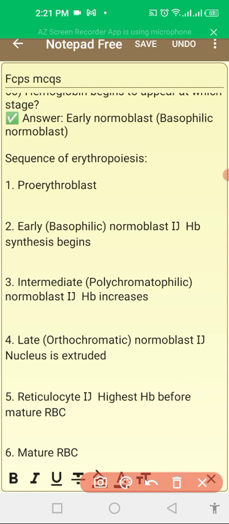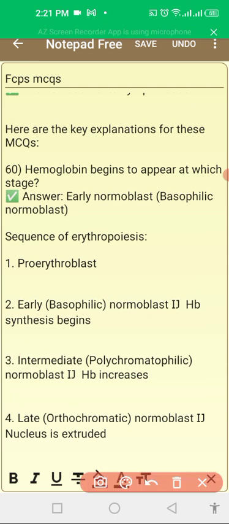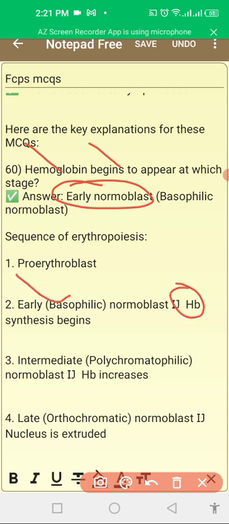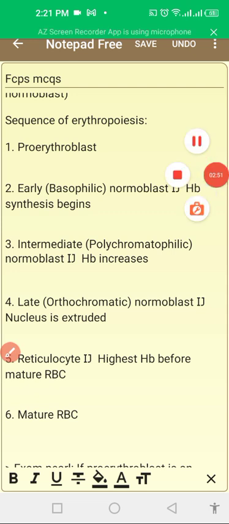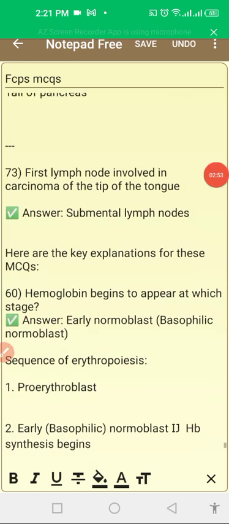Now, at which stage does hemoglobin begin to appear? It is the early normoblast or basophilic normoblast. In the early basophilic normoblast, hemoglobin begins to appear, and then comes the polychromatic normoblast in which hemoglobin increases, and then the late orthochromatic normoblast in which the nucleus is extruded out of the cell, and then reticulocytes having the highest Hb level before maturation, and mature red blood cells are the final stage of hematopoiesis. So in this way hematopoiesis occurs.